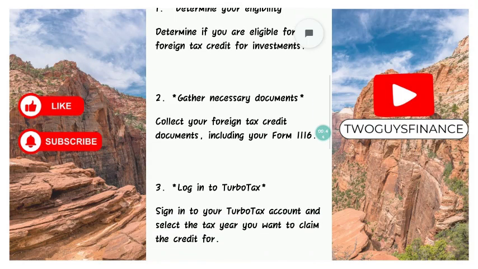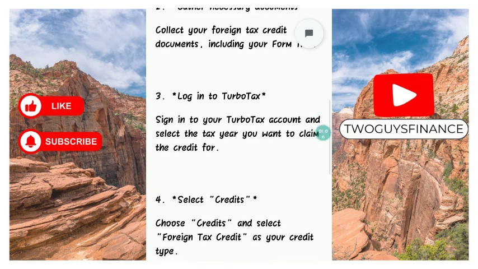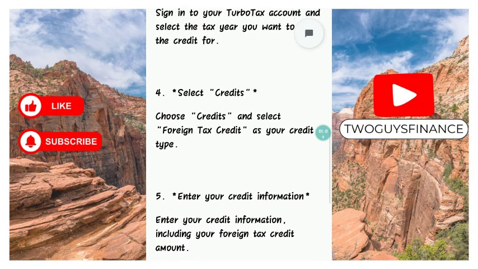And if you've gotten it ready, just go ahead and sign into your Turbotax account using your email address and your password on the Turbotax website. And once you're signed into your account, you're just going to select the tax year that you want to claim the credit for. Next, you're going to choose credits, and then just select foreign tax credits as your credit type.